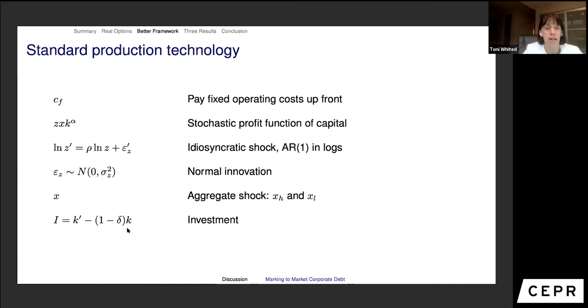So we've got very, very standard technology relative to, say, a Q model. The differences from a Q model are decreasing returns. That just makes it easier to solve. The aggregate shock is going to be important for the asset pricing. We've got the fixed costs. That's important for getting these firms to default every so often. And the rest is pretty standard.